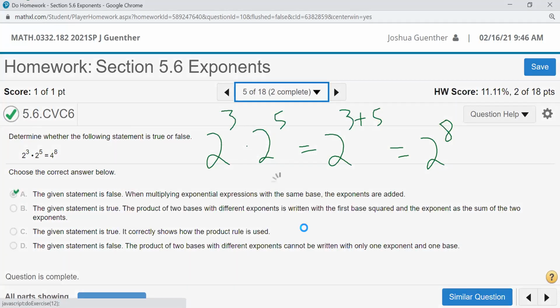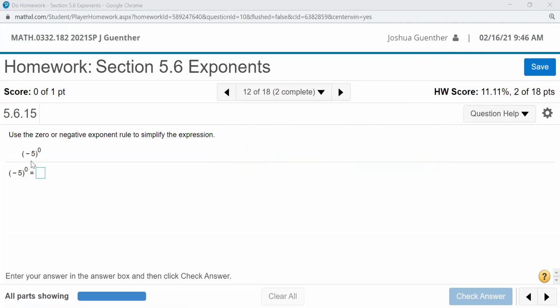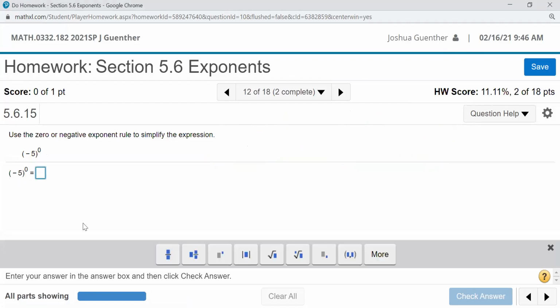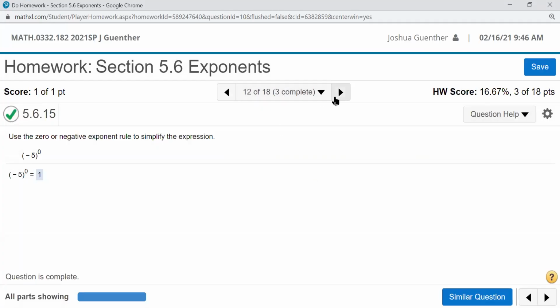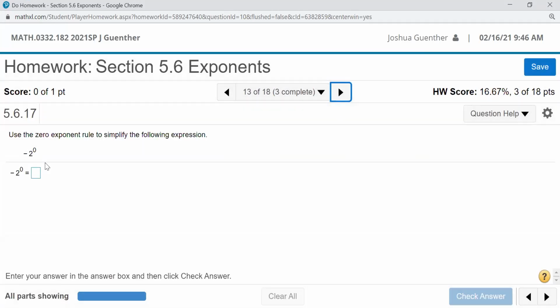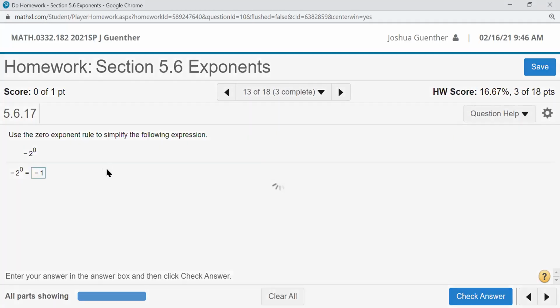Let's see if we can find a nasty one here. This one's not nasty. It's -5 to the 0th. Notice the -5 is in parentheses totally. So it is just +1. Here, -2 to the 0th, -2 is not in parentheses. So we actually do 2 to the 0th first, which is 1, but then you slap the negative sign in front of it.